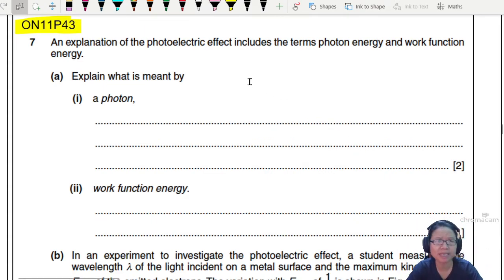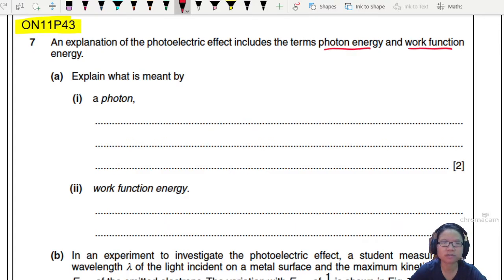Anyway, let's begin. This is from Winter 11 paper 43, and it says that an explanation of the photoelectric effect includes the terms photon energy and work function. Explain what is meant by a photon and work function energy. After doing many years of past year questions, I know how to write a 3-mark explanation. You don't know where the marks are, so might as well just write the whole thing.